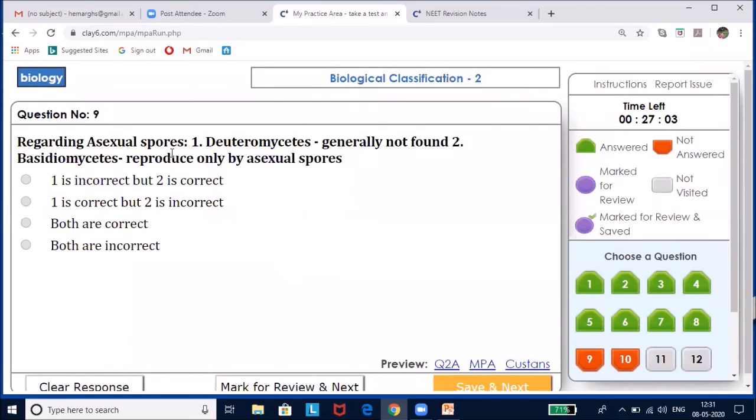Now, regarding asexual spores, deuteromycetes generally not found. Asexual spores in deuteromycetes, please understand. Basidiomycetes reproduce only by asexual spores. Now, if you look at it, both are incorrect. So the choices both are incorrect.